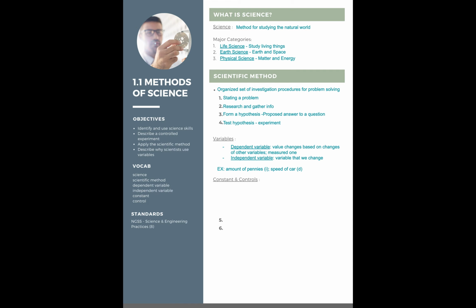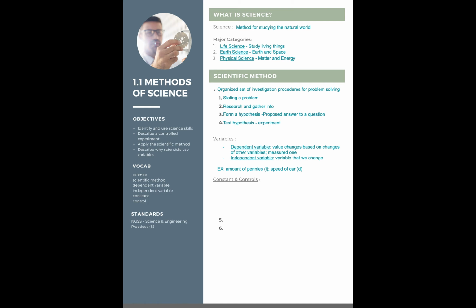Okay, so for example, if we had a car and we were running it down a ramp, if we add more pennies to it, is it going to make the car faster? Okay, so the amount of pennies is the thing that we are changing. So the amount of pennies that we add to the car, that's going to be the independent variable. Okay, and the thing that we're measuring is the speed of the car. So basically the time it takes for the car to get down that same ramp every time.